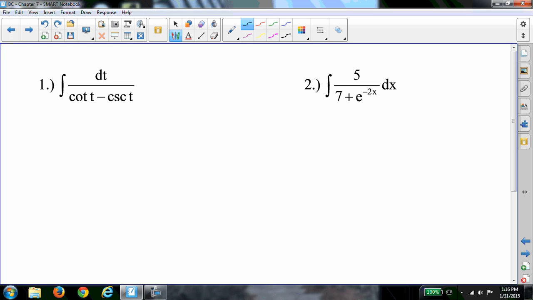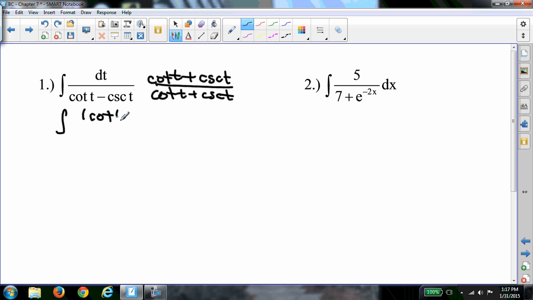If you see something like a fraction, especially when there are trig functions, the first technique we learned is to multiply by the conjugate. So I'm going to multiply numerator and denominator by cotangent t plus cosecant t. And if I multiply this out, I get cotangent t plus cosecant t in the numerator. In the denominator, I have cotangent square t minus cosecant square t.